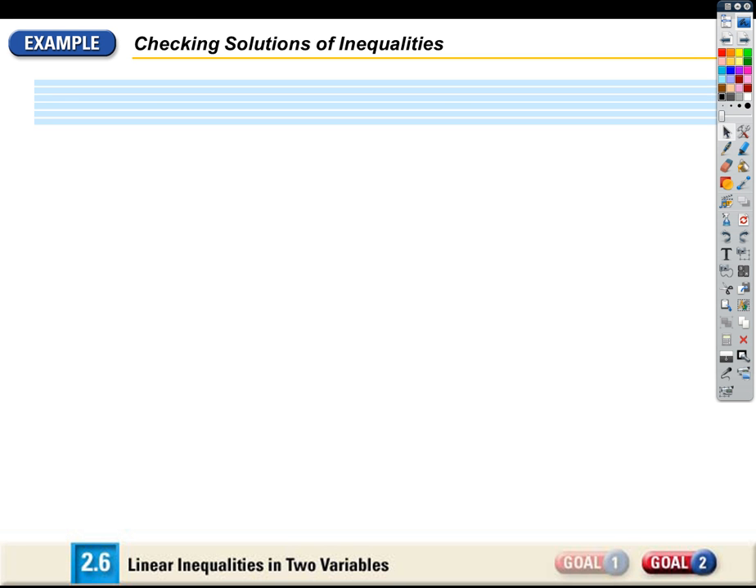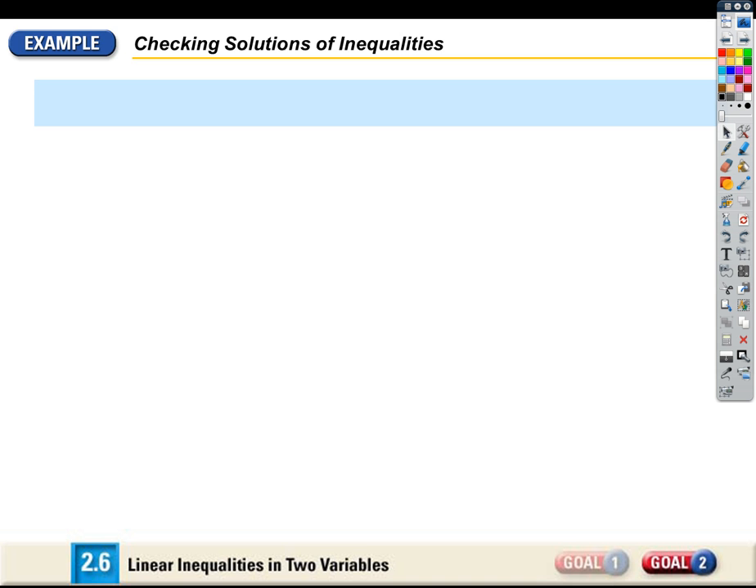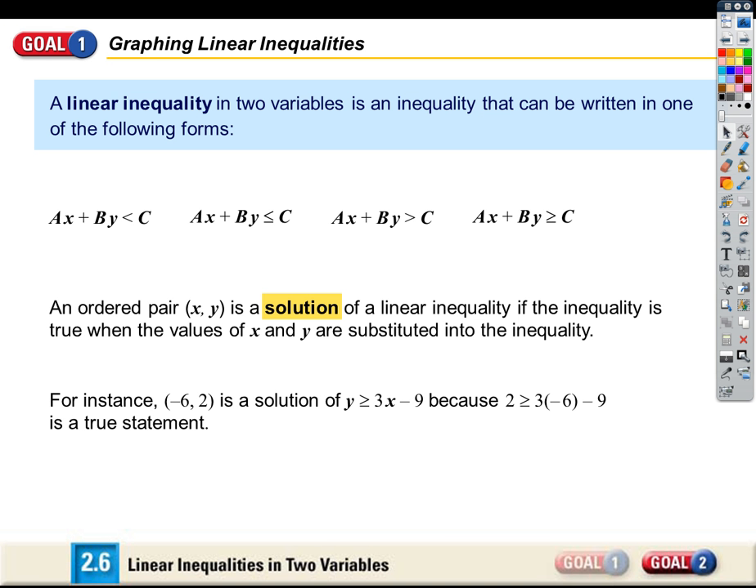Did I go too fast here? Okay, so it is a true statement. It is a true statement, isn't it? Because I end up with -18 minus 9 is -27. Is 2 greater than or equal to -27? Yeah, so it is. That's true then. So this is an example of a solution of this linear inequality, right?